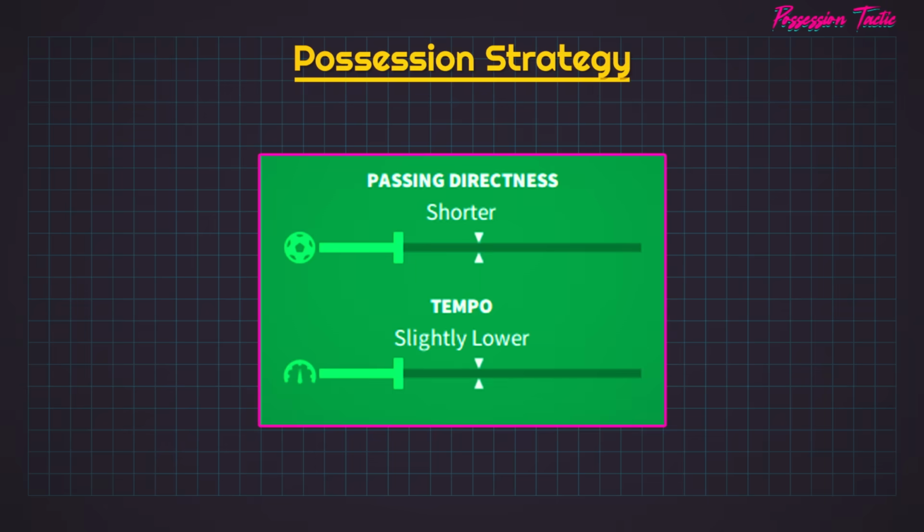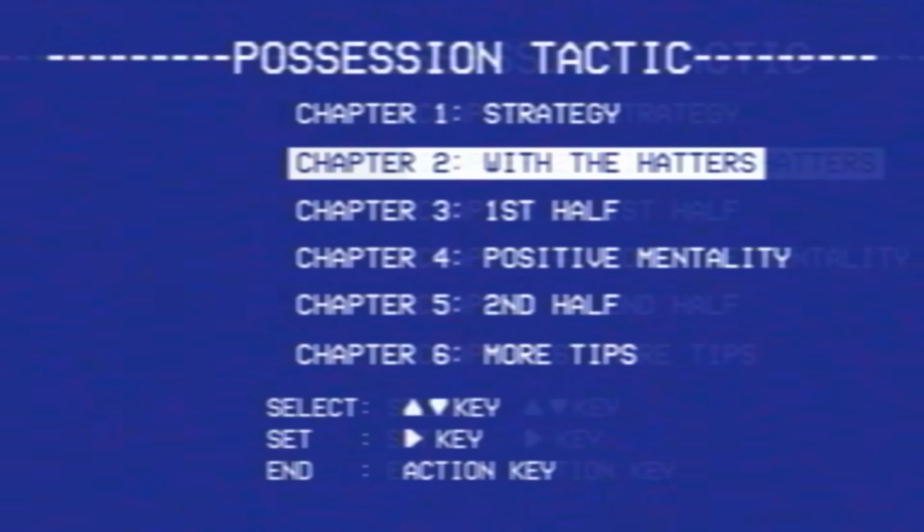So a shorter passing, lower tempo means your team will be more patient with the ball. This helps you keep possession as you are reducing the number of risky passes. So now that we have some of the basics on passing directness and tempo, in the next section, we'll talk about how to make this tactic for a match.